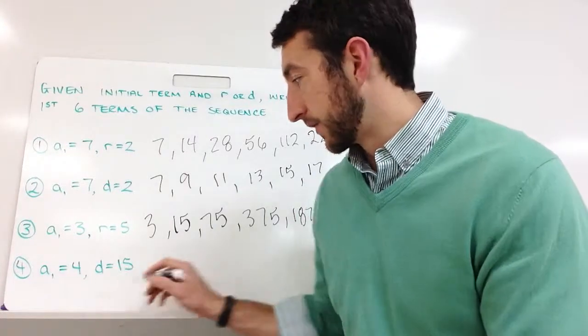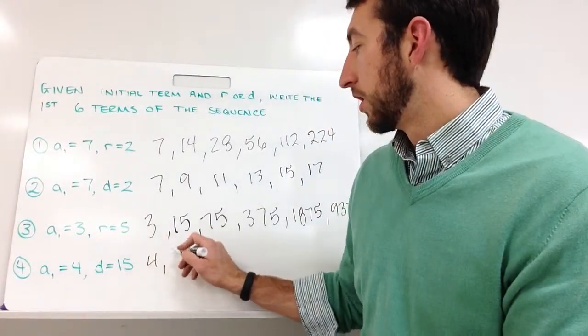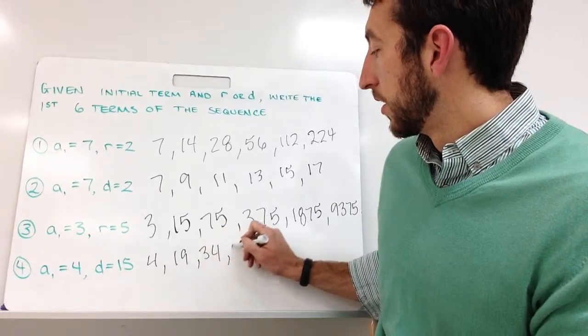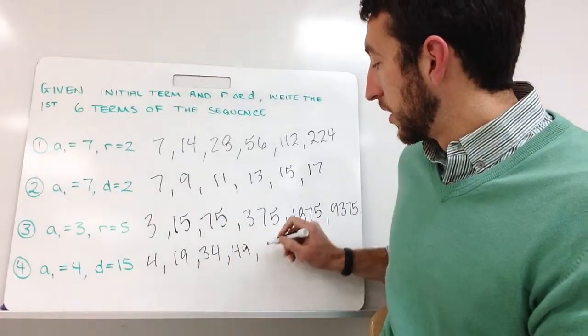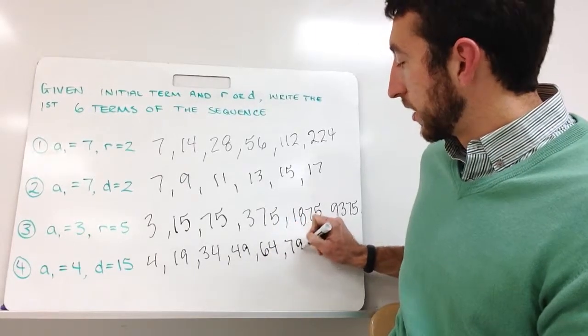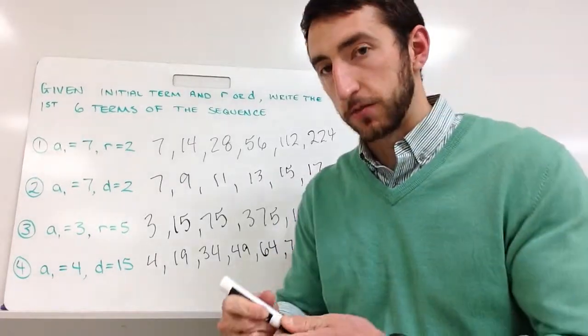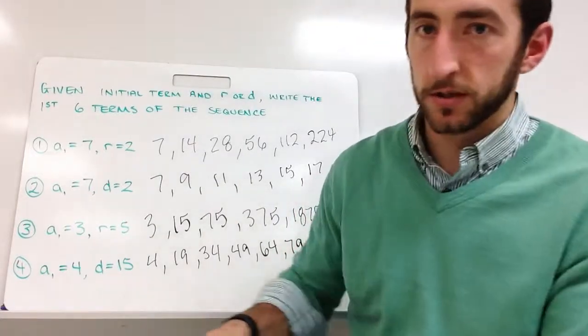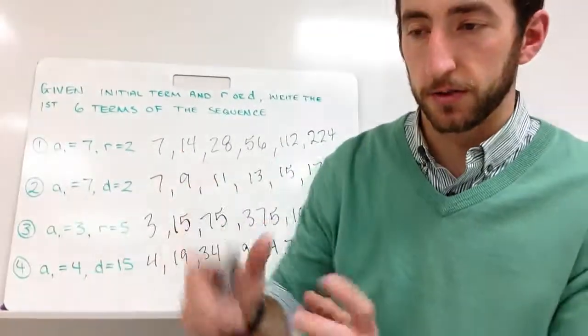This one, adding 15, so we got 4, 19, 34, 49, 64, and 79. So those are my first 6 terms of those sequences. And so that is geometric sequences versus arithmetic sequences and the difference between the two.